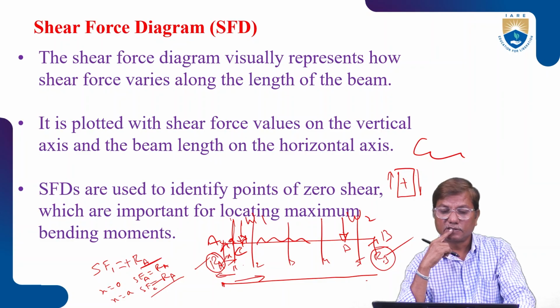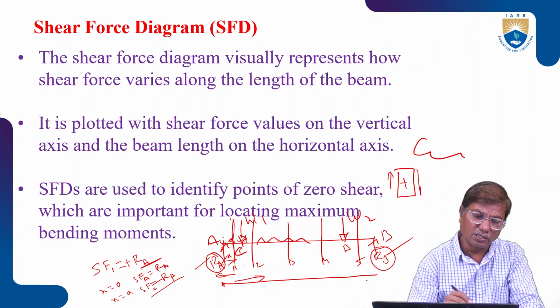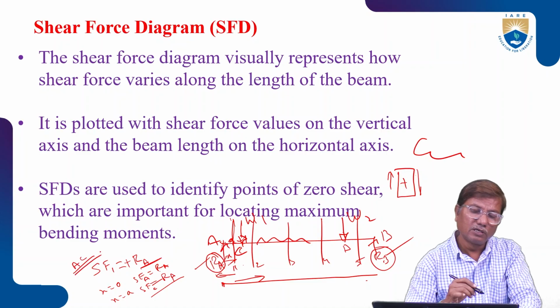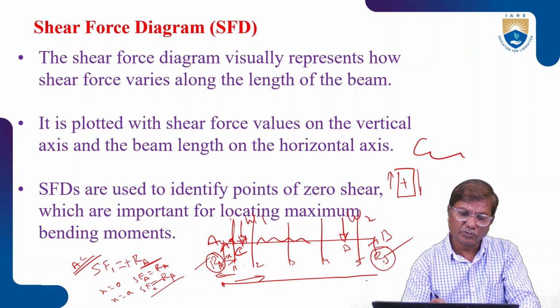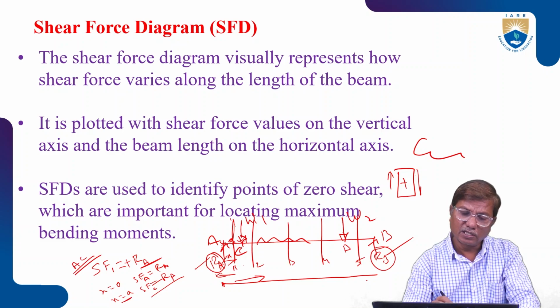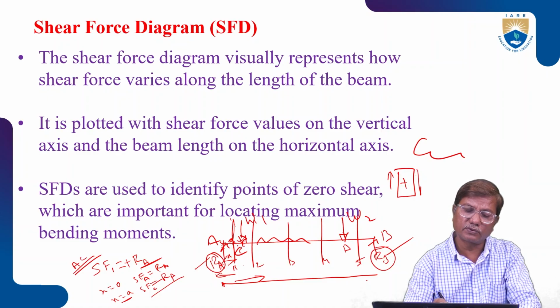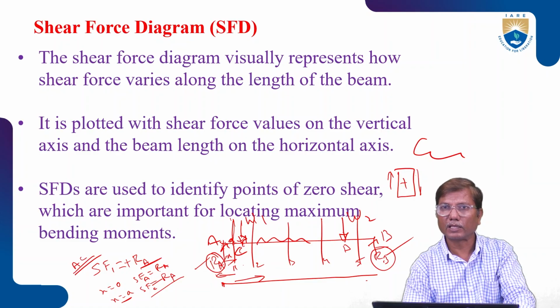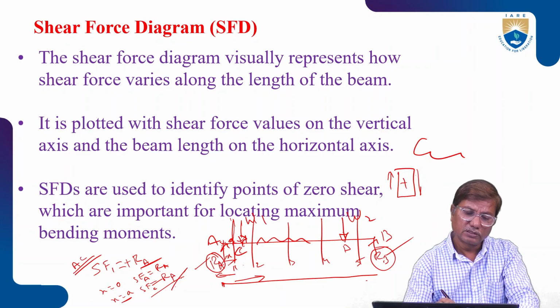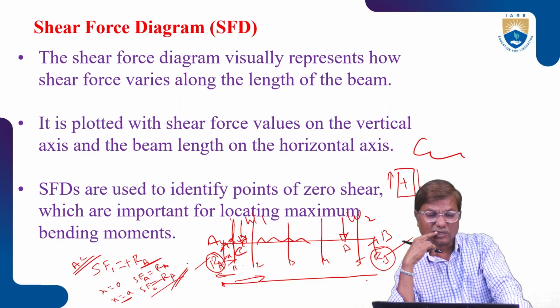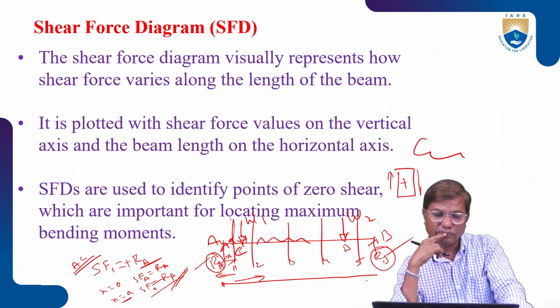And one more thing is, when you consider the portion AC, we consider the section between A and C, isn't it? When you consider the portion AC, then at x equal to a, the section is considered just to the left of C. Just to the left of C, in that case, we will have shear force at C equal to RA.